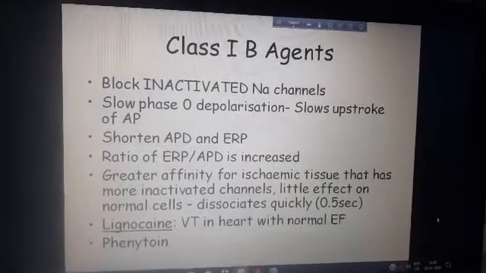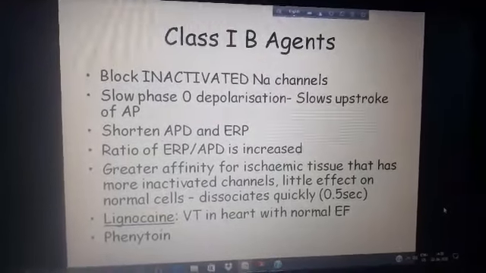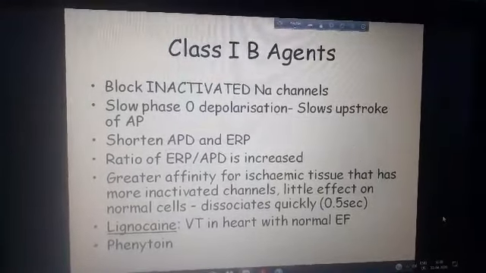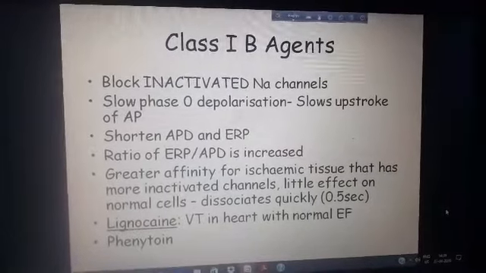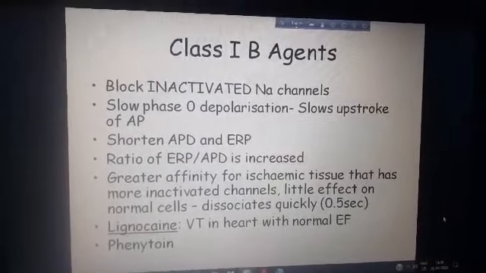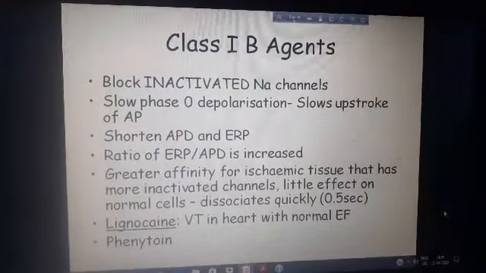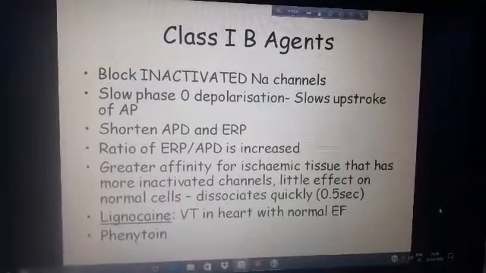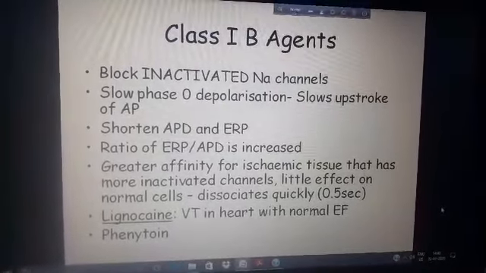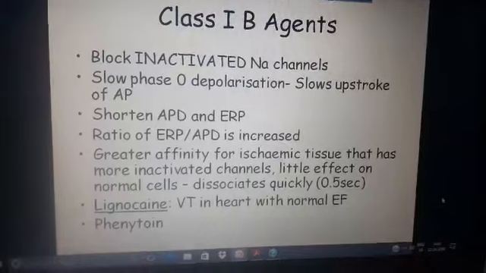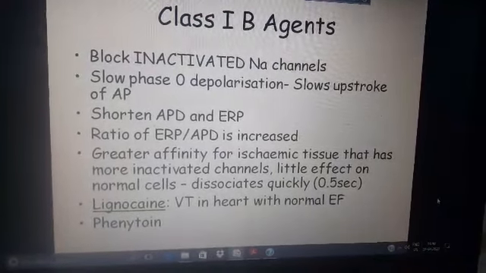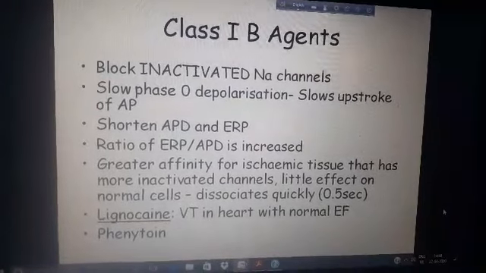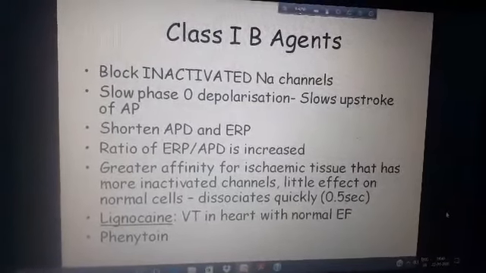ventricular tachycardia only. For atrial tachycardia or atrial arrhythmia, lignocaine is not effective because atrial action potential duration is already very short, and lignocaine cannot bind properly because it dissociates very quickly from the sodium channel, and inactivation of the sodium channel in the atrial tissue is also very short. So lignocaine is used in ventricular tachycardia in heart with normal ejection fraction, mainly in myocardial infarction induced ventricular tachycardia.